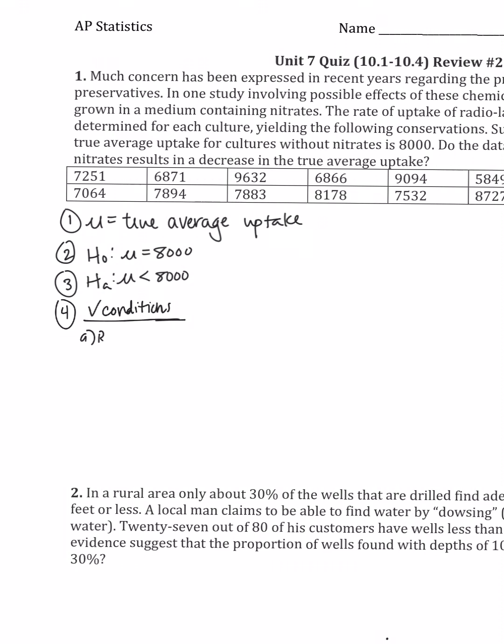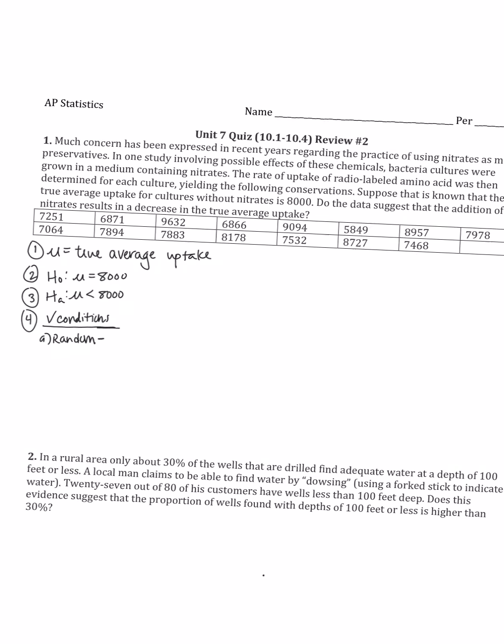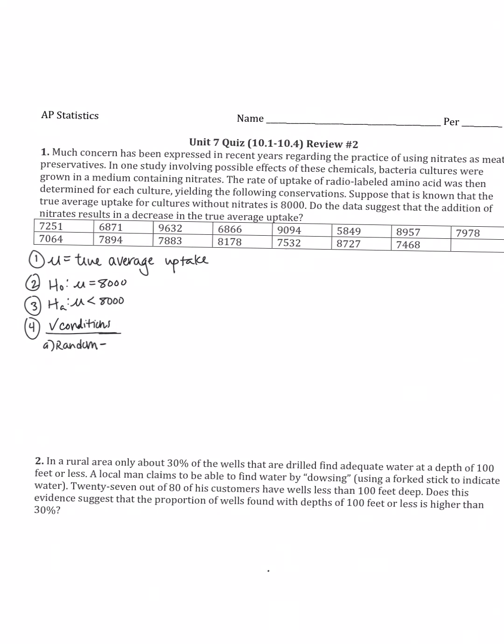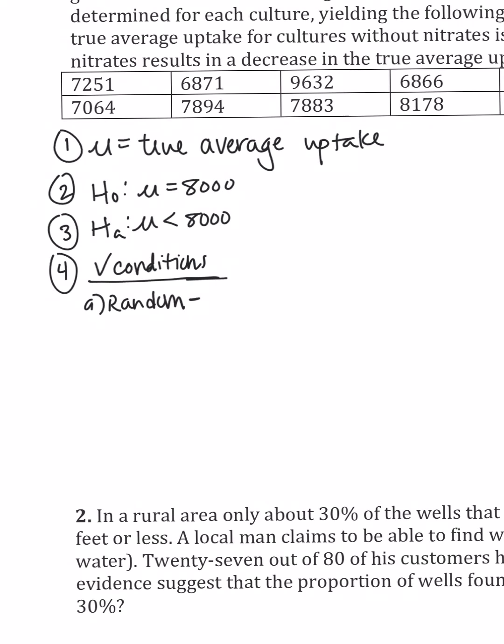All right, condition A is it's a random sample. Let's see. It said in one study involving possible effects of these chemicals. All right, so we actually don't know, so we're just going to assume. Okay, so for normal, n is less than 30. It's not stated as normal, so we have to look at the normality plot.